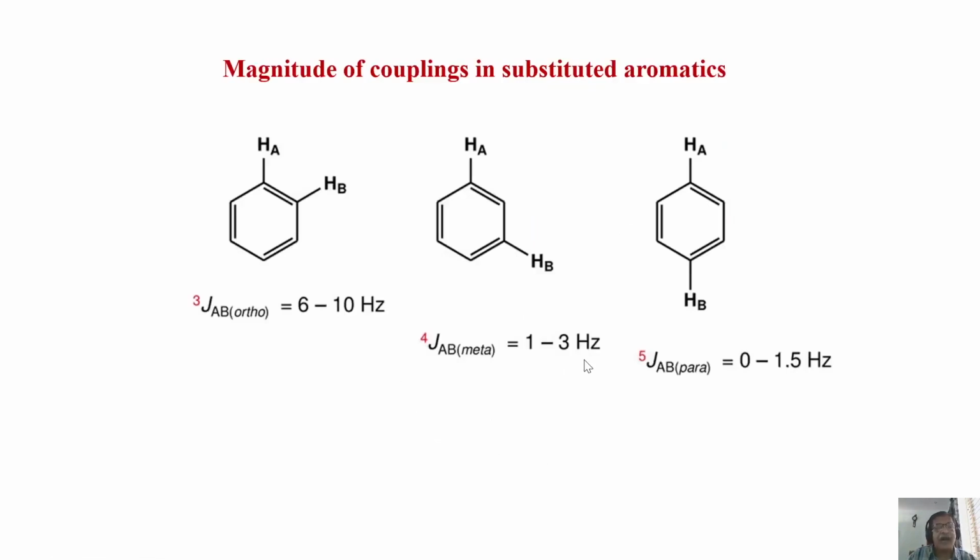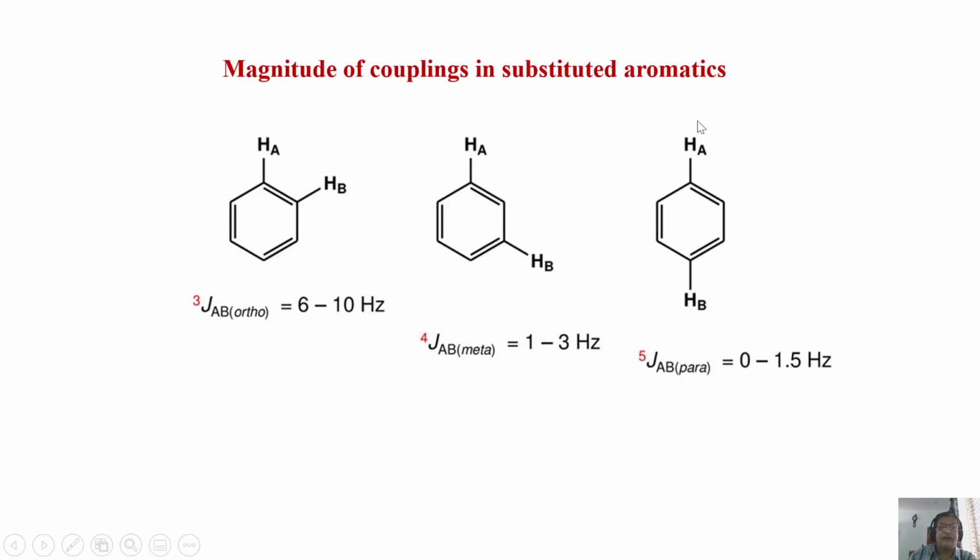Another point is aromatic systems. You always come across aromatic systems in your molecules. Look at this one. This is ortho coupling. I should not write AB, that is wrong. AB means you are strongly coupled. It is only a label, not a coupling number. It's spin system nomenclature. Ortho coupling can be very large, 6 to 10 hertz.